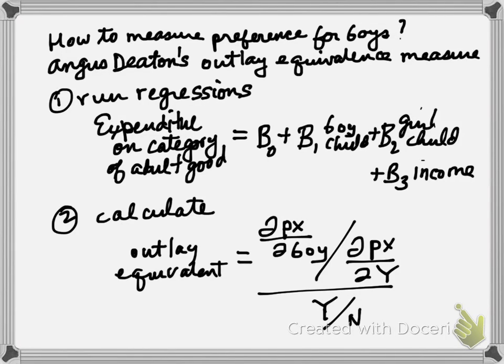In this short video, I'll talk about the measure that's known as the outlay equivalence measure. Refer to it as Angus Deaton's measure, though it's earlier than him. It's due to efforts in the 1940s to construct measures of poverty based on consumption measures.